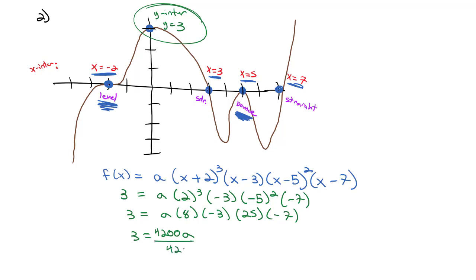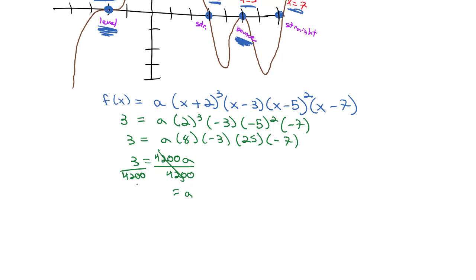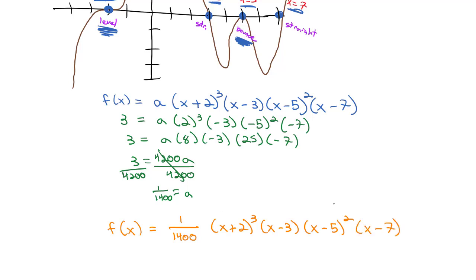So if I divide both sides by 4,200, a is equal to, let's see, I can reduce that fraction by dividing by 3, so 1 over 1400. So that means my function f of x is equal to 1 over 1400 times x plus 2 cubed, because it has multiplicity 3 and levels off, times x minus 3 times x minus 5 squared, because it has multiplicity 2 and bounces, times x minus 7.